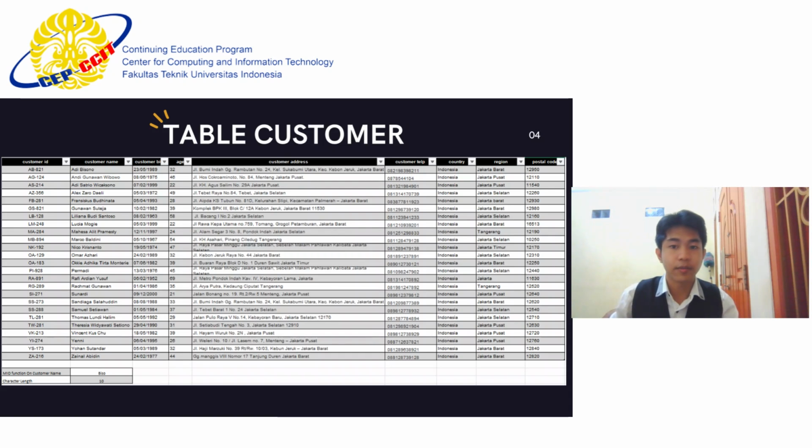Okay, first the customer table. The customer table has 9 columns, namely customer ID, customer name, customer birth, age, customer address, customer type, country, region, and postal code. In this table, the author uses DATEDIF, which is used to calculate time such as days, months, and years. The author requires age data on the customer. The formula used is DATEDIF C3, TODAY, and year.